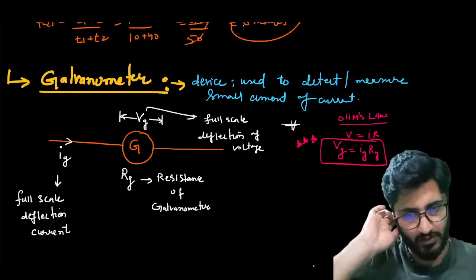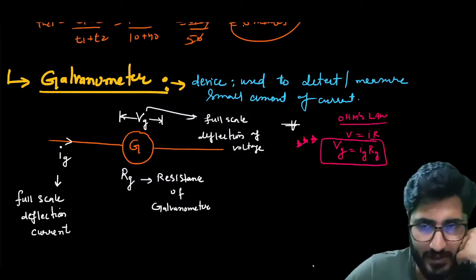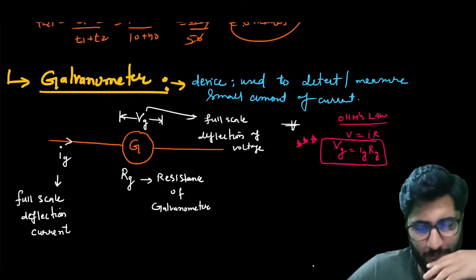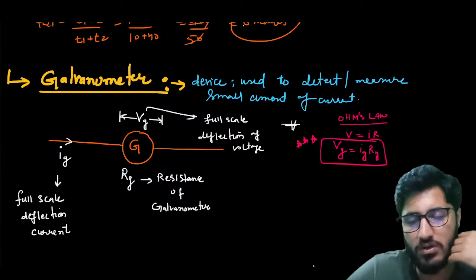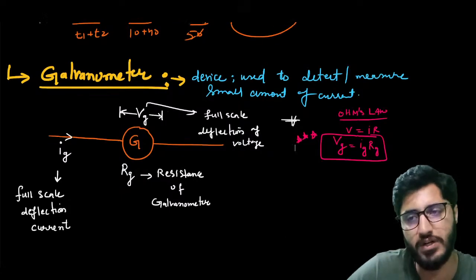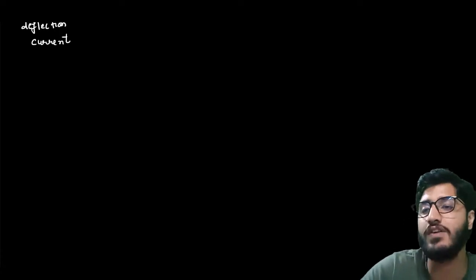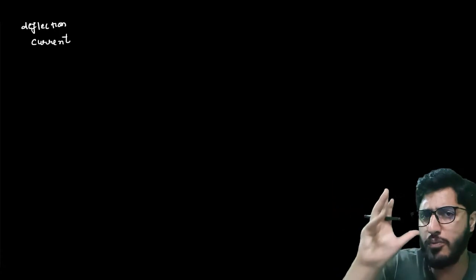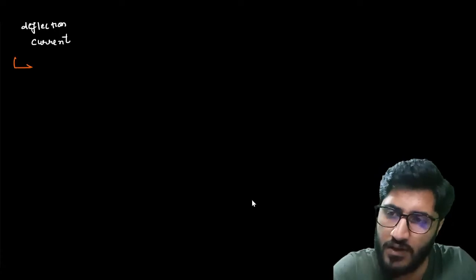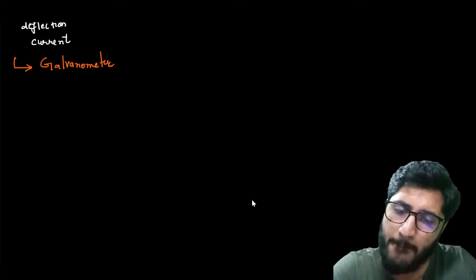Now, let us suppose we want to calculate a bigger amount of current. It is not compulsory that we always have a small amount of current. Suppose we want to increase its range, we want to measure a larger current. How can we do it? We need to add something to the galvanometer so that we can measure the larger amount. Galvanometer is the basic instrument. So the topic is how to convert a galvanometer to an ammeter.